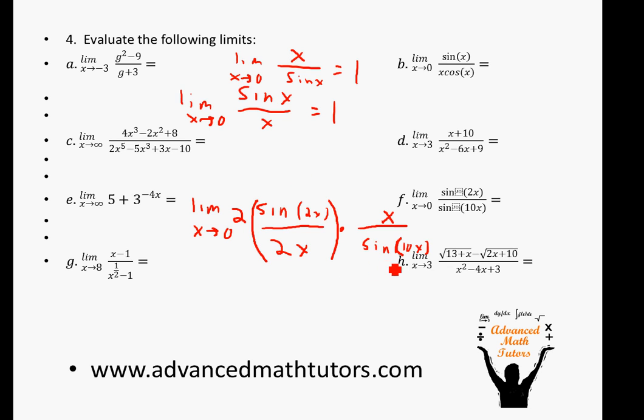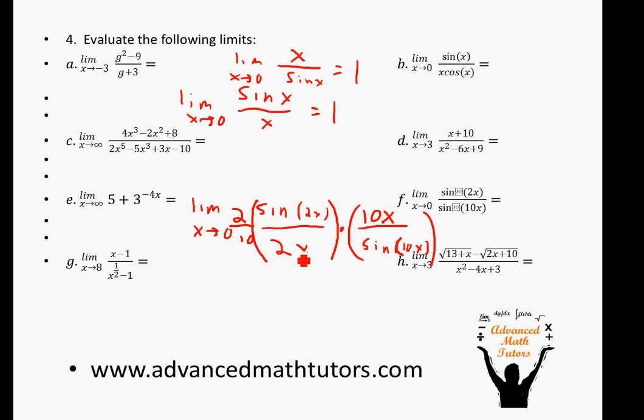So I need a 10 up here, so I'm just going to put a 10 up there. No problem. But now I've changed the problem again. I can't just throw a 10 in there. If I put a 10 on top, I've got to put a 10 on bottom. Well, I'm going to put it out here with this dude. So we have three fractions, really. The limit as x goes to 0 of 2 over 10, times sine 2x over 2x, times 10x over sine 10x.